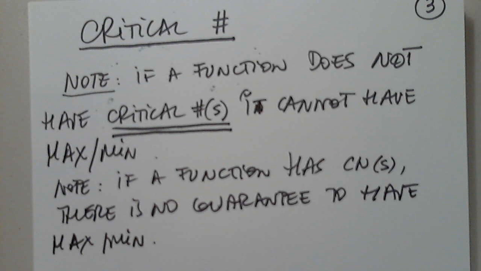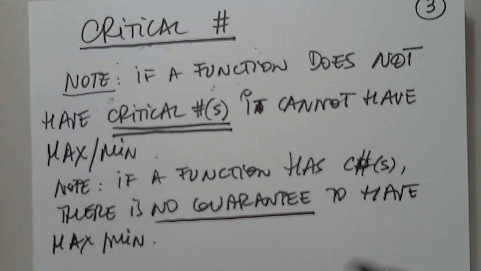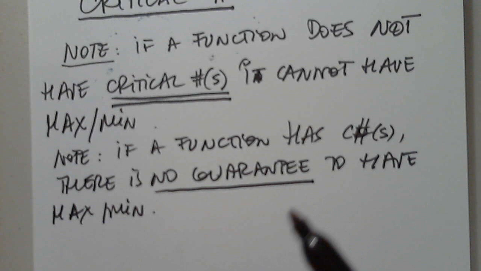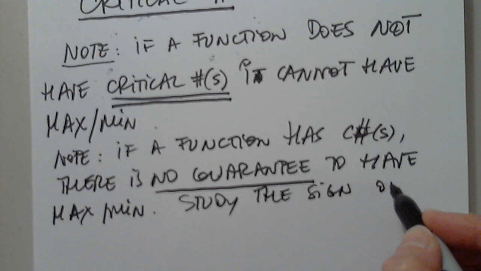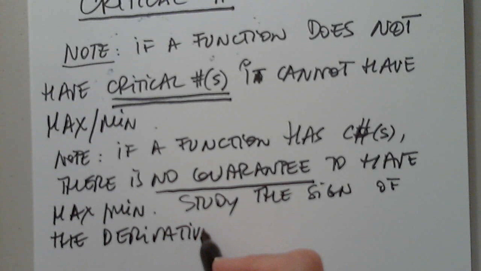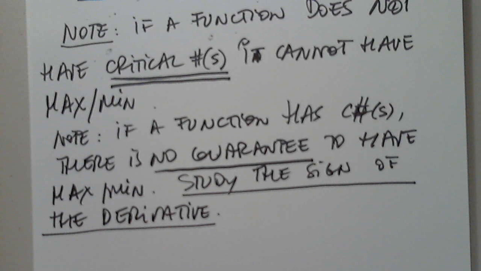Done. But if a function has critical numbers, since I use the number sign, let me do this. So if it has critical numbers, I don't know if they change into max min. How do I do that? Study the sign of the derivative. That will tell us whether they are max or min or none of the above.